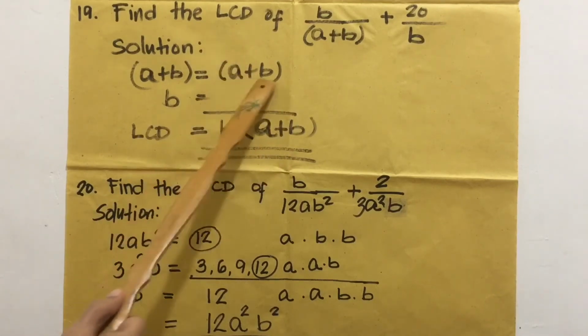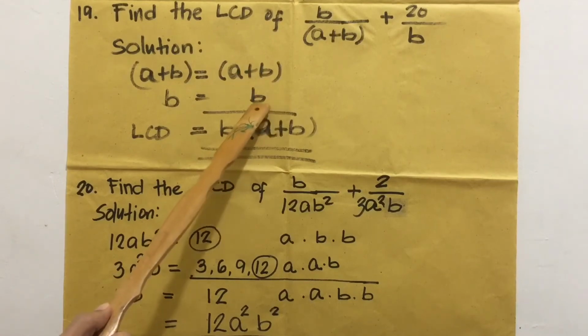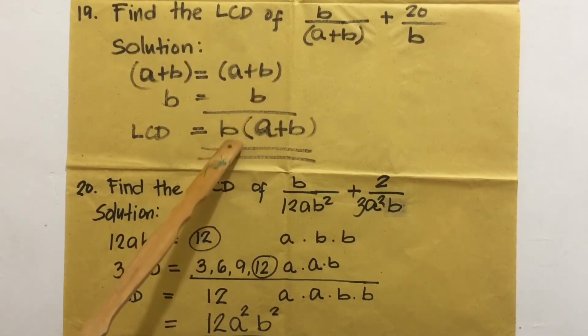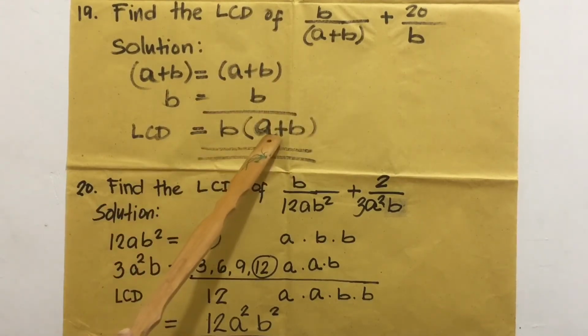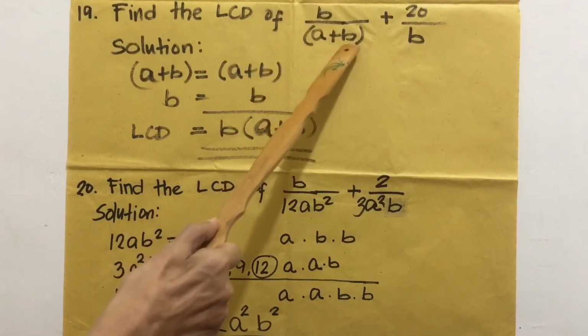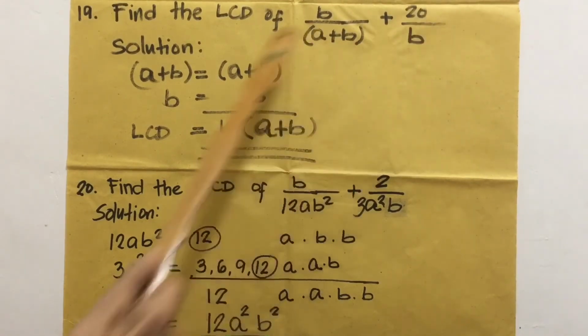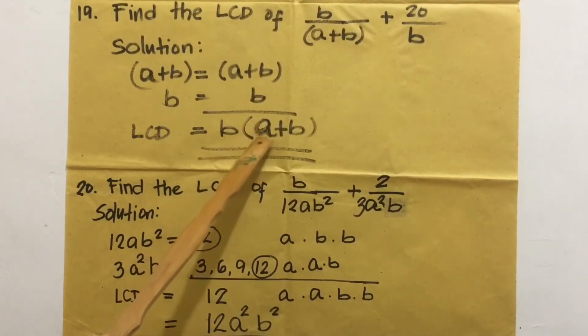And since a plus b is a binomial, different from this term, it should be separated. So b, copy here, then times a plus b. This will be our LCD now. For b over a plus b, plus 20 over b, the LCD of these two rational expressions is b times a plus b.